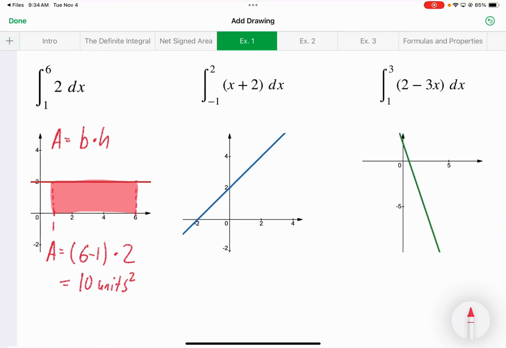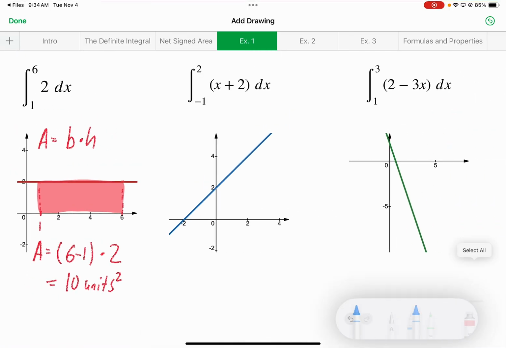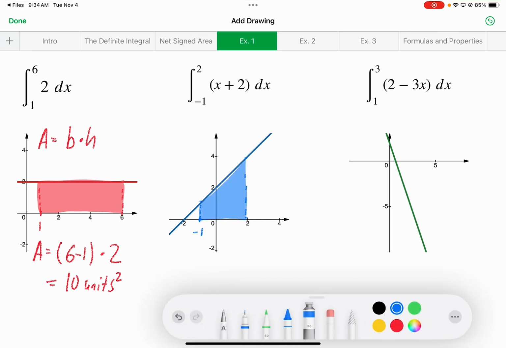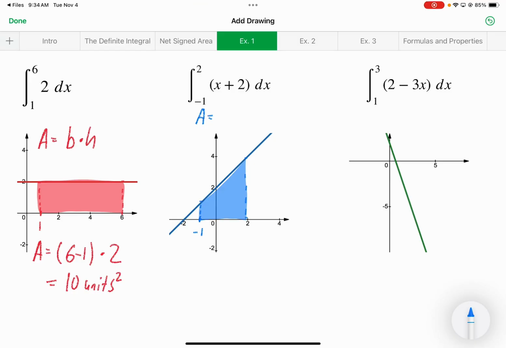All right, let's look at the next one. I'm going to find the area between the curve of x plus 2 over the interval of -1 to 2. So we're going to say -1 is here, 2 is there. So it's going to look something like this. What shape is that? It is indeed a trapezoid. Do we remember the area of a trapezoid? That's exactly what it is.